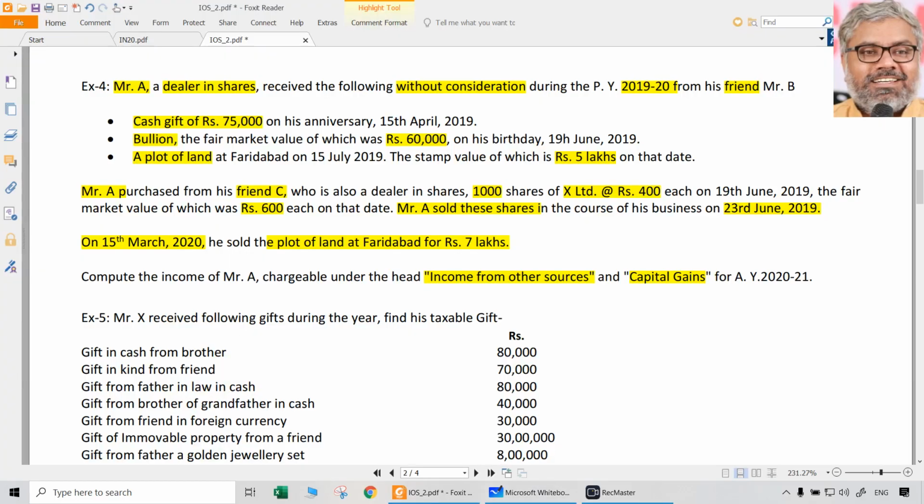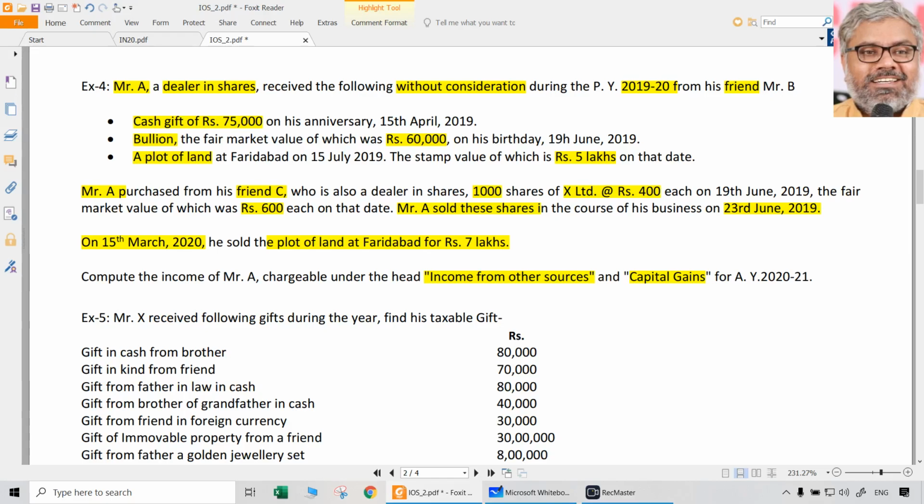No indexation anyway. Why? Because he just got this land in July 2019 and sold it in March 2020. Less than 24 months for an immovable property is a short-term capital asset, which means no indexation. So what is the cost of acquisition in this case? This is where you have to refer once again to the cost of acquisition under different circumstances.